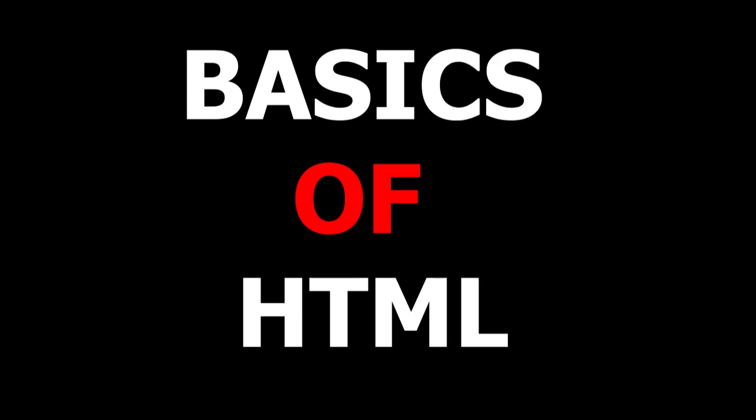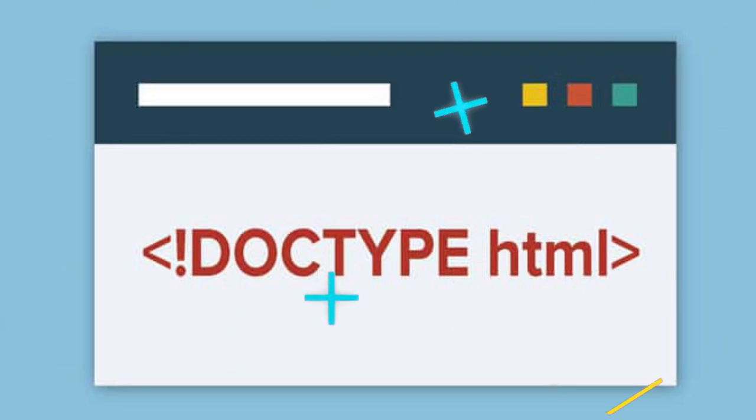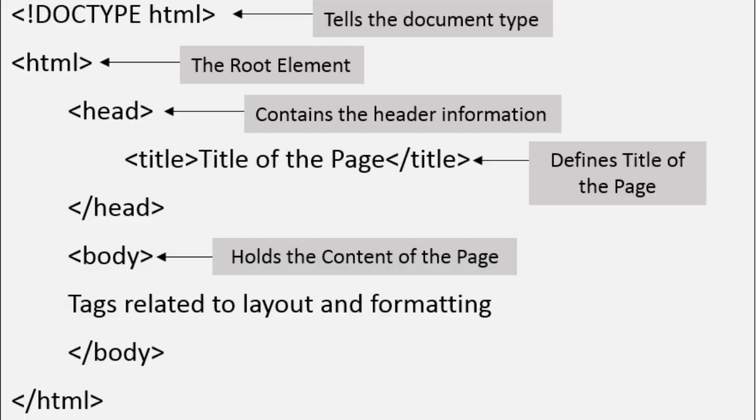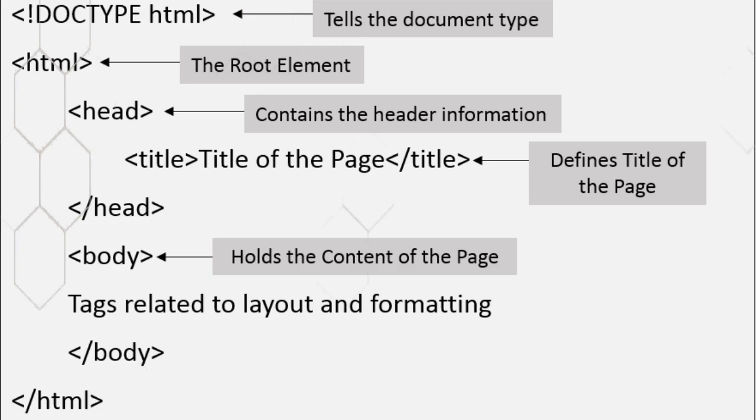So the topic of today is HTML basics. We are going to discuss the basics of HTML. The basics include the doctype, which is a document type declaration for a web page created using HTML, which includes head, title, body, and the structure is showing on your screen.